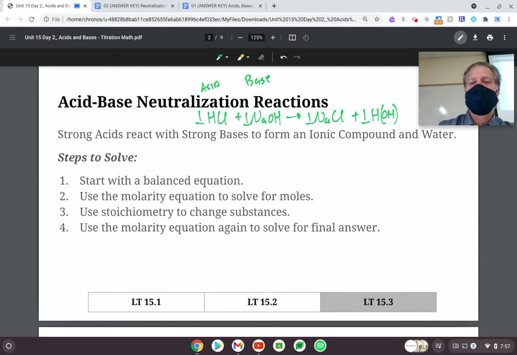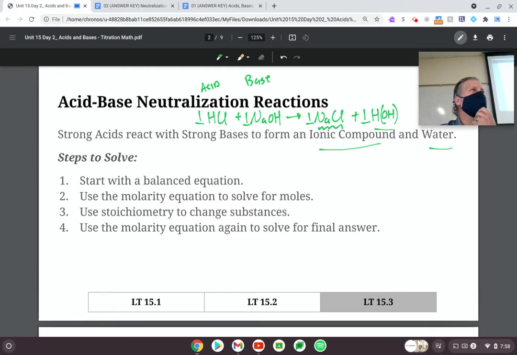What I would like to point out is that acid-base neutralization forms an ionic compound and water. Here's my water, and an ionic compound is a compound made up of a metal and a nonmetal, which in this case is NaCl, which happens to be salt. So if you take hydrochloric acid and mix it with sodium hydroxide, in theory, you get salt water. Because we never eat or drink or taste anything in the lab, you wouldn't know that, but the data says that you do.